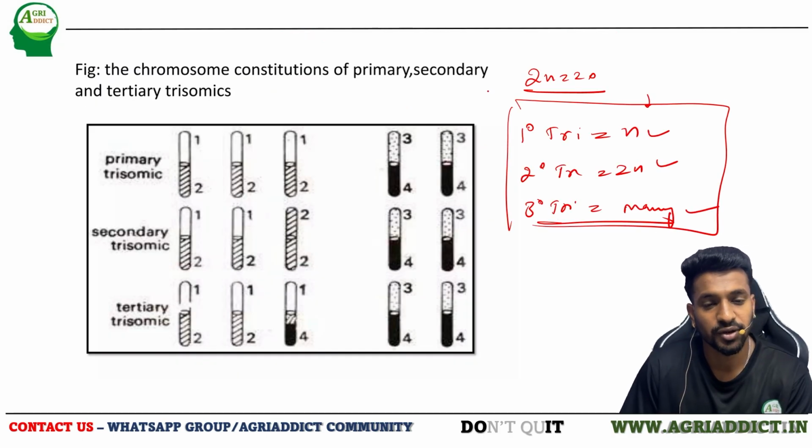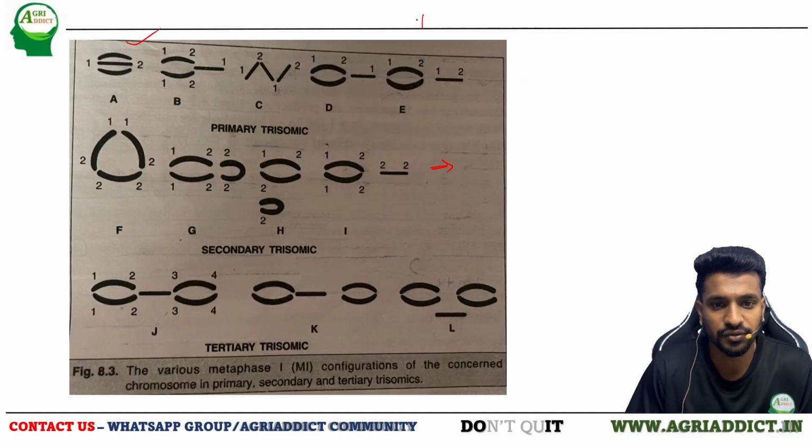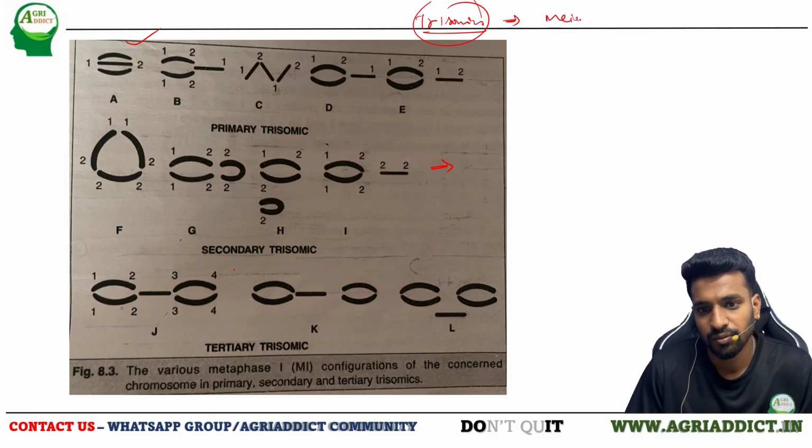Other than this, there is one more concept that you have to understand in the case of trisomics. So this is about how the chromosome complements are arranged in the stage of meiosis.